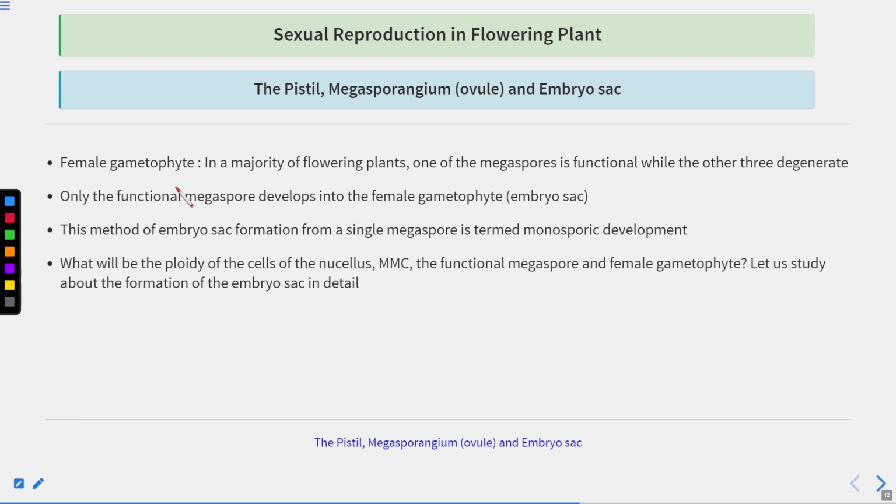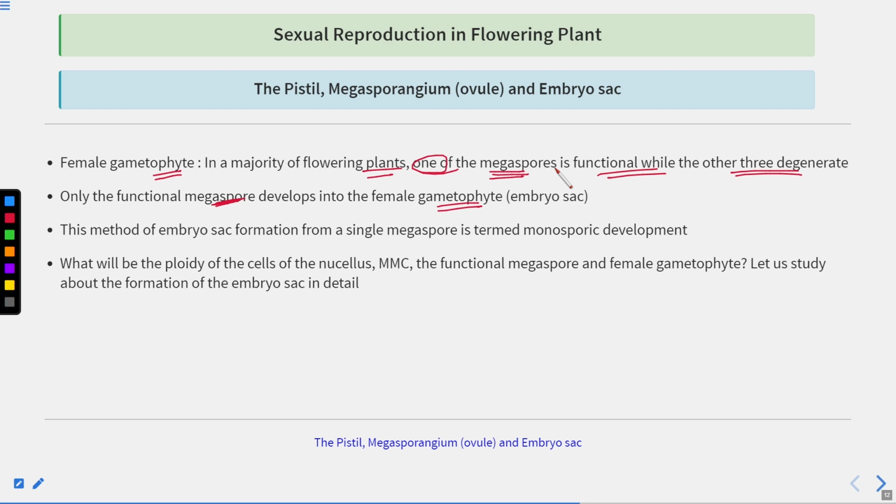Now let's talk about the female gametophyte. The embryo sac is known as the female gametophyte. In flowering plants, one of the megaspores is functional. So 4 megaspores were produced. Out of the 4 megaspores, only 1 is functional, while the other 3 degenerate. Only the functional megaspore further divides and leads to the formation of the female gametophyte, also known as the embryo sac.